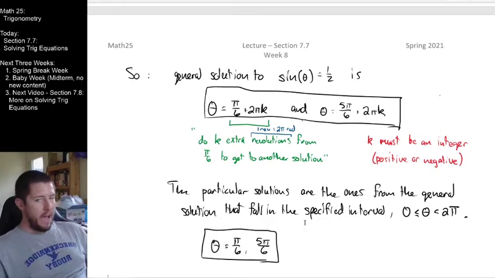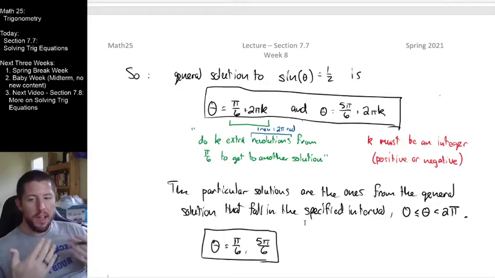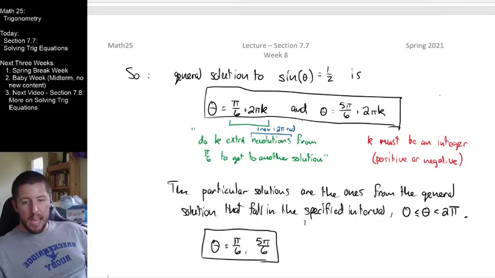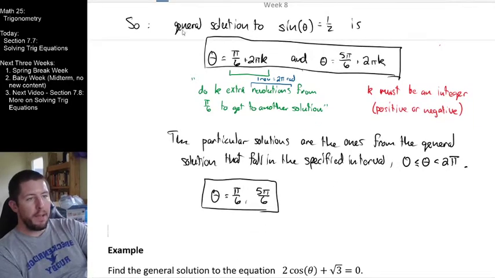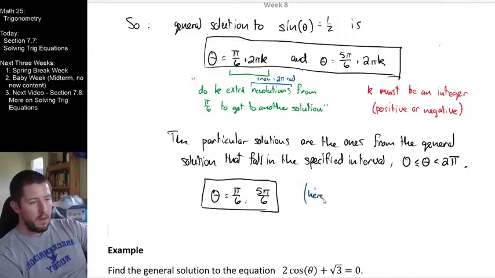Often it's 0 to 2 pi or 0 to pi or 0 to pi halves, but I'll probably do something weird to you like say from negative 4 pi to negative 2 pi. And you'll have to play around with plugging in some numbers for k that are associated with that. And I should make one more comment just to be very, very clear on all this.